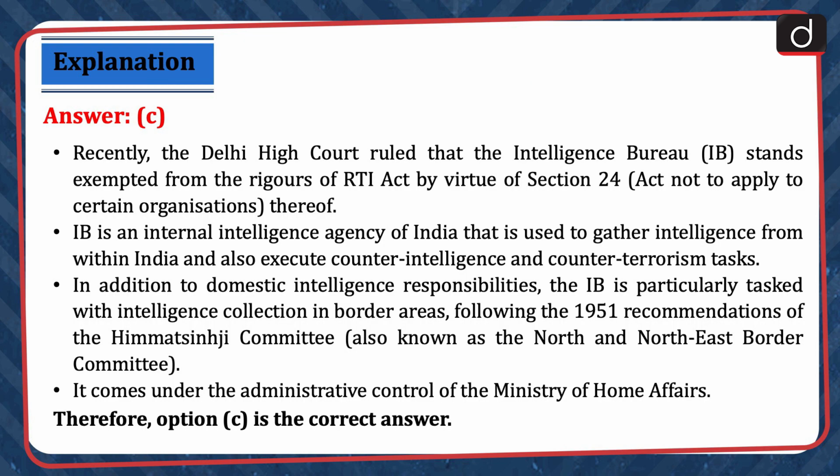Recently, the Delhi High Court ruled that the Intelligence Bureau stands exempted from the rigors of the RTI Act by virtue of Section 24, Act not to apply to certain organizations thereof. IB is an internal intelligence agency of India that is used to gather intelligence from within India and also execute counter-intelligence and counter-terrorism tasks. In addition to domestic intelligence responsibilities, the IB is particularly tasked with intelligence collection in border areas following the 1951 recommendations of the Himmat Singhji Committee, also known as the North and Northeast Border Committee. It comes under the administrative control of the Ministry of Home Affairs. Therefore, option C is the correct answer.